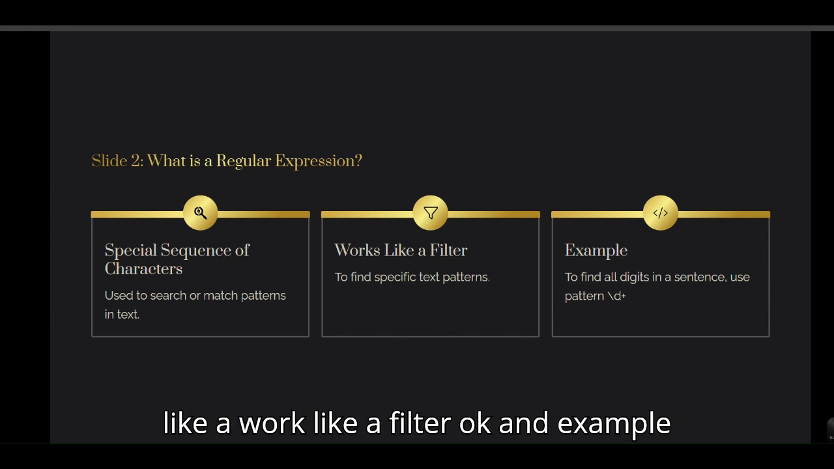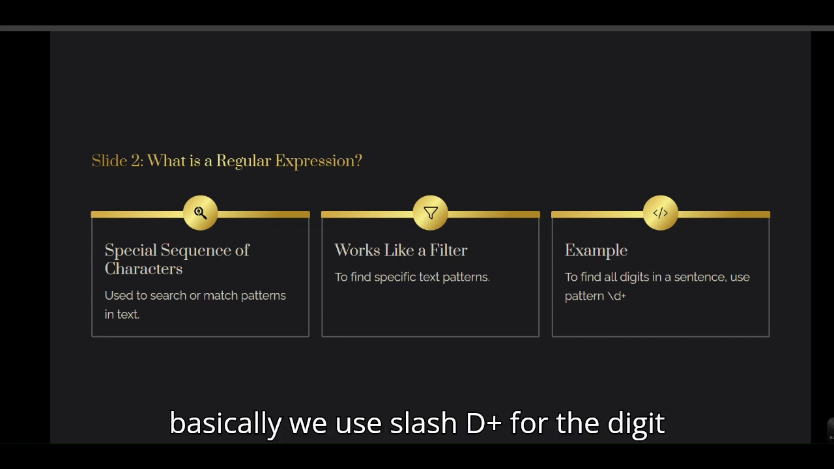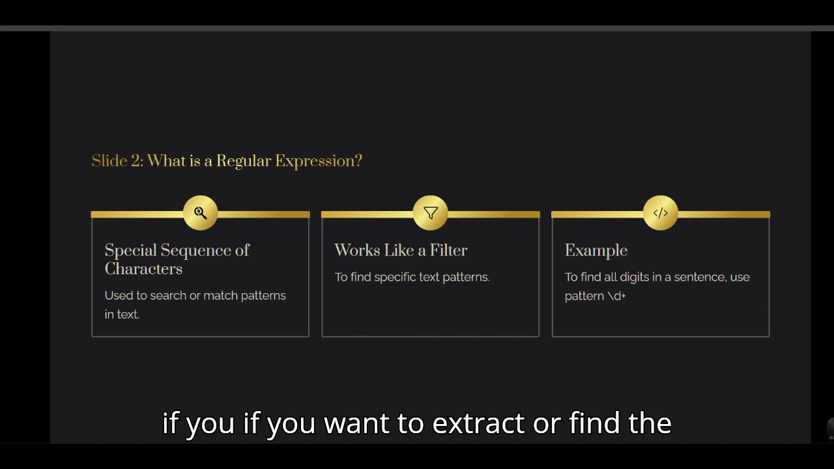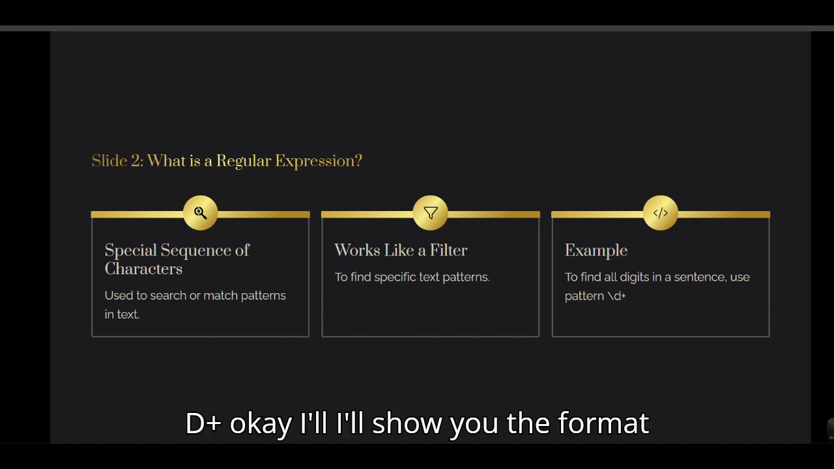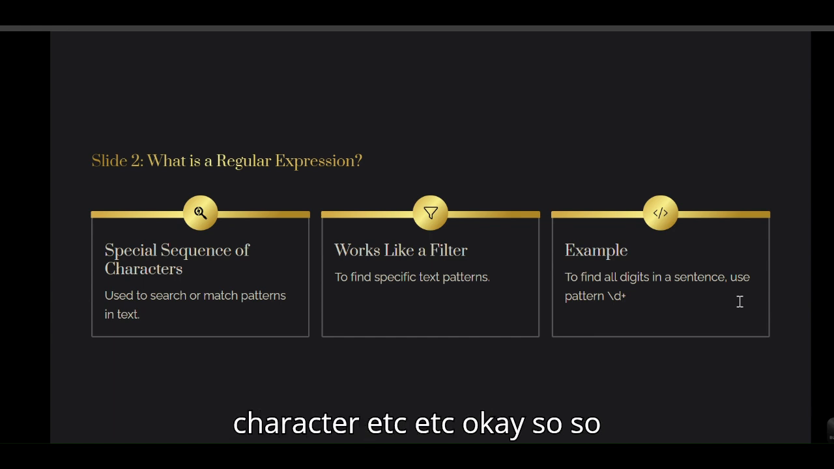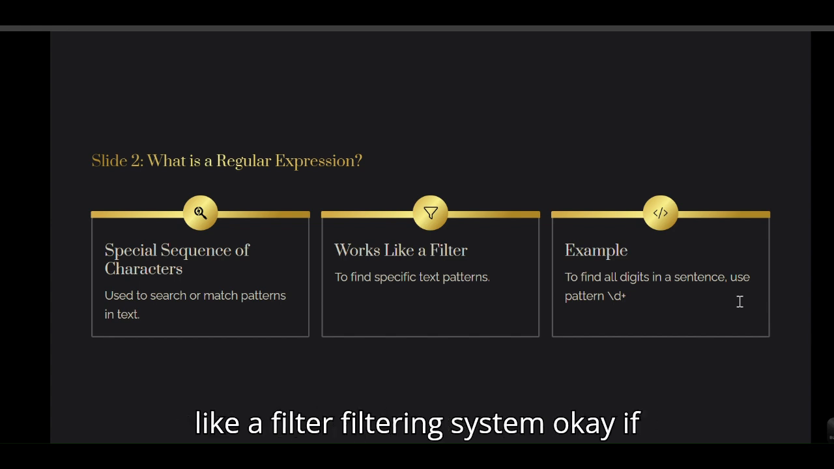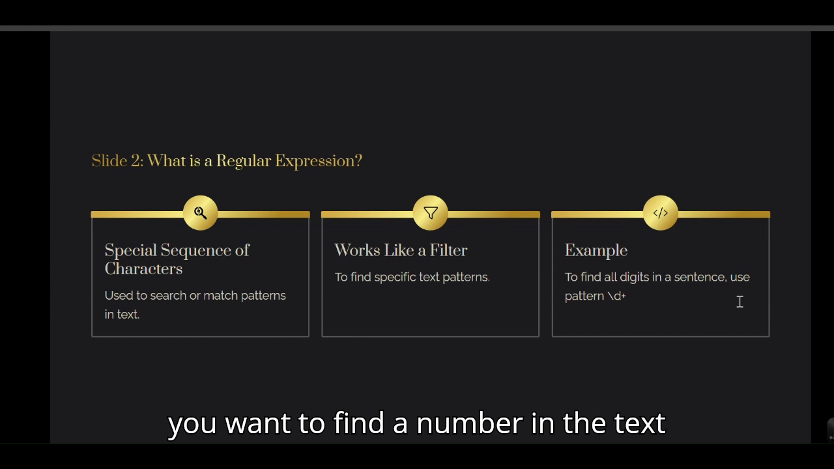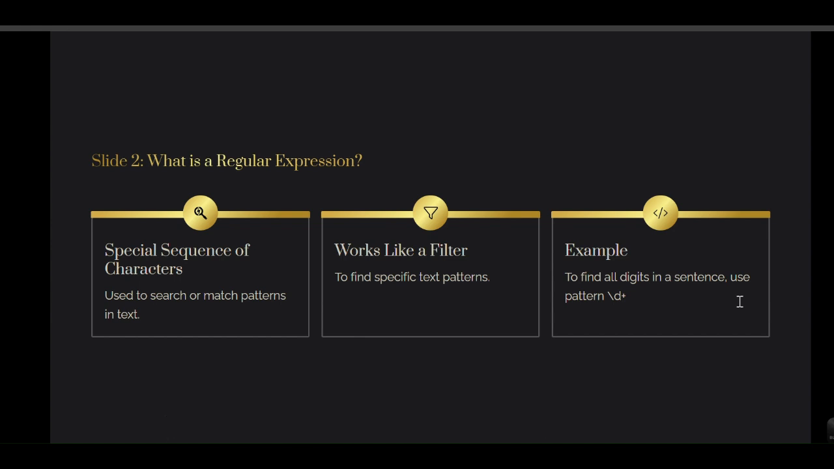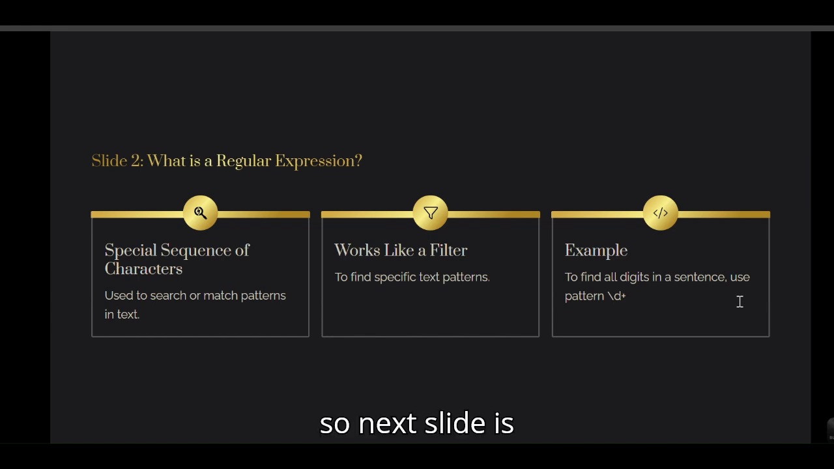For example, to find all digits in a sentence, use the pattern backslash d plus. If we want to extract or find the digits in any paragraph, then we use backslash d plus. I'll show you the format when you want to find a word, character, etc. So a regular expression is just like a filtering system. If you want to find a number in the text, you can write backslash d plus. This will match one or more digits.